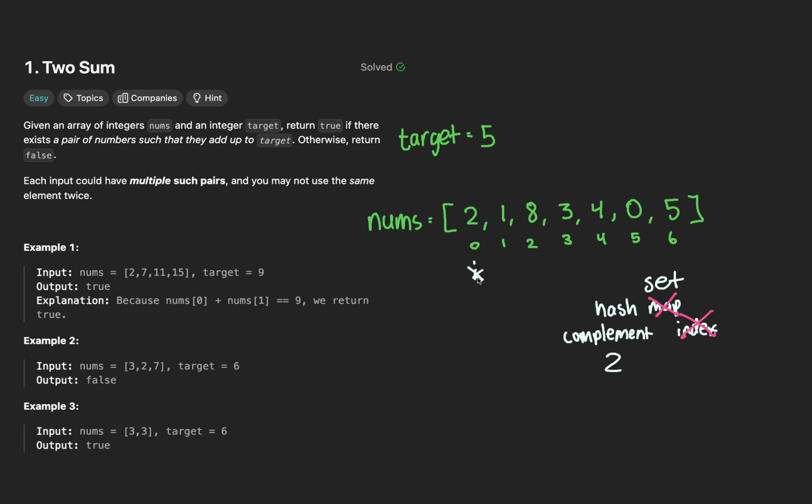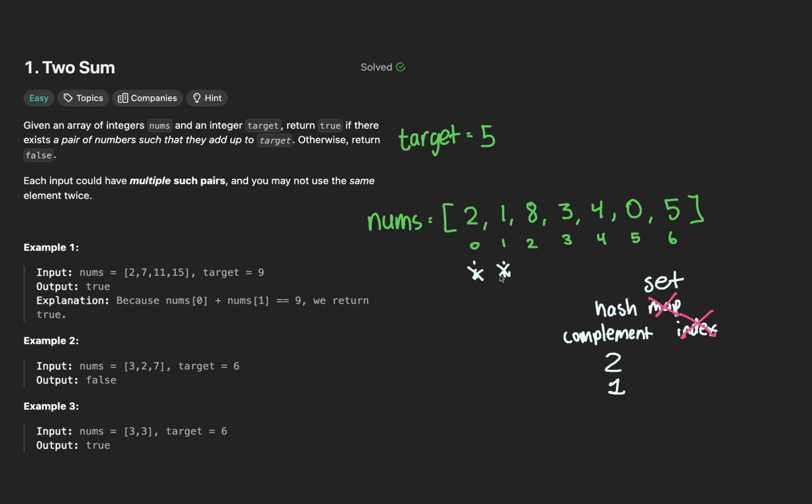Let's move on to the next iteration. We have a value of 1. We'll repeat our logic. Does a complement number of 4 exist in our hash set? Sadly, we do not. Before we end the iteration, we'll add the current number of 1 into our set.